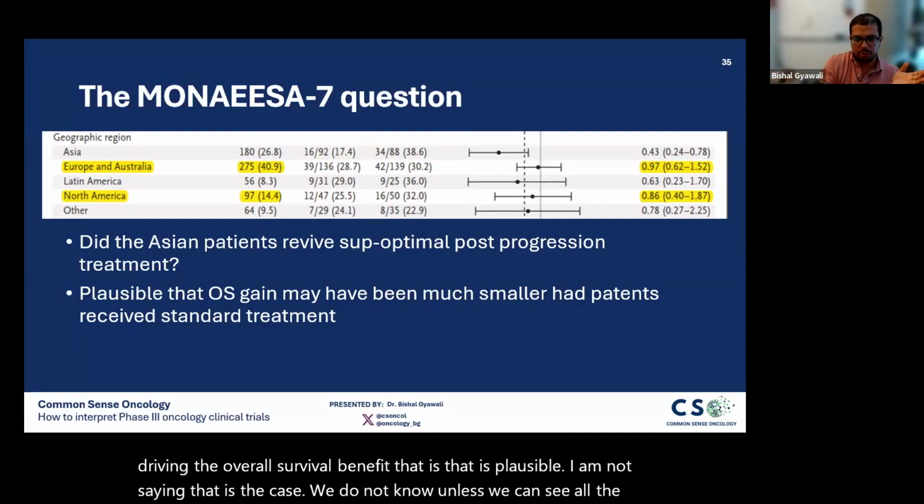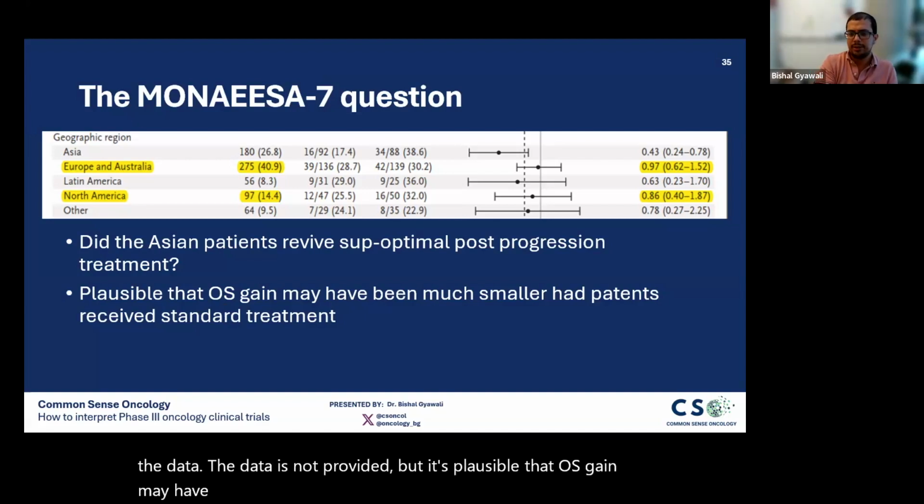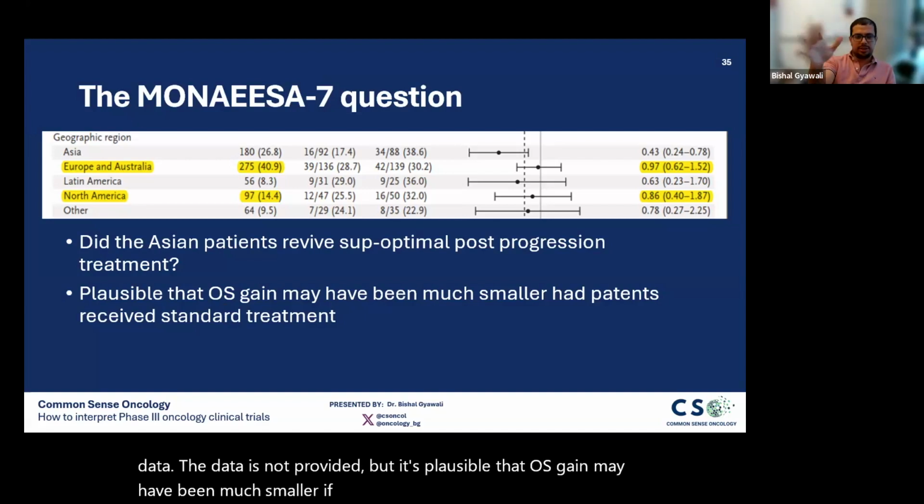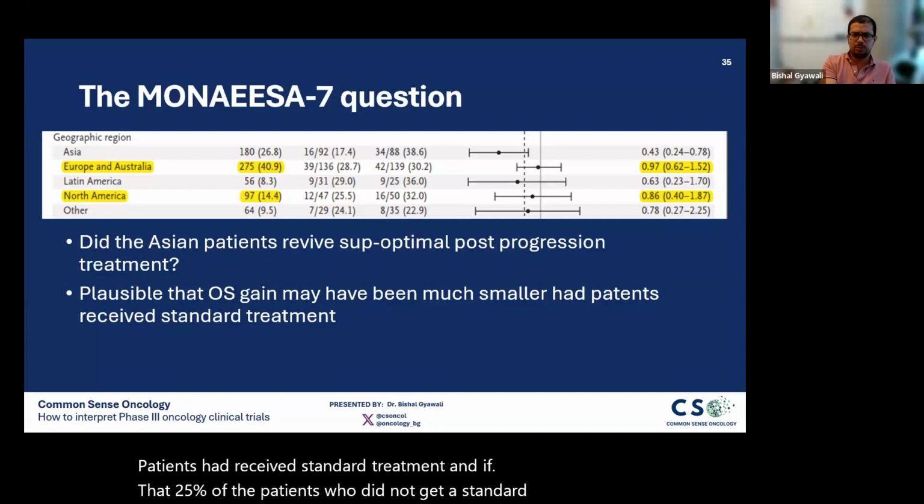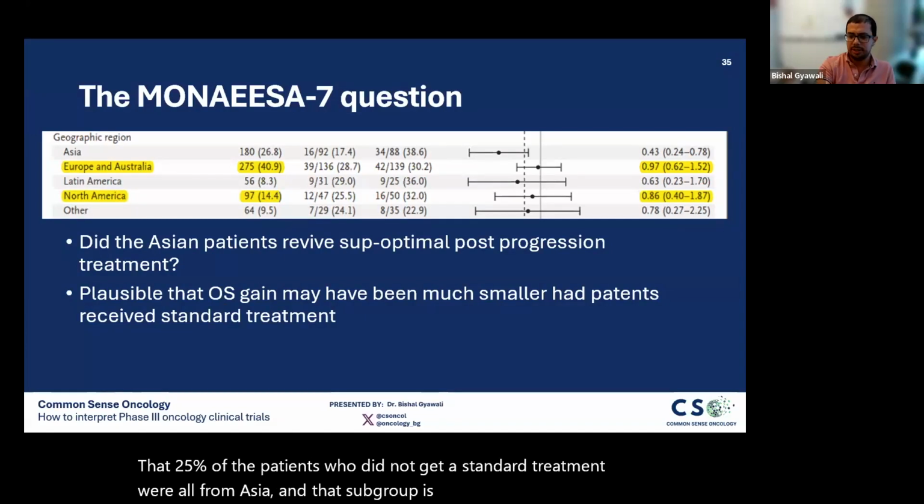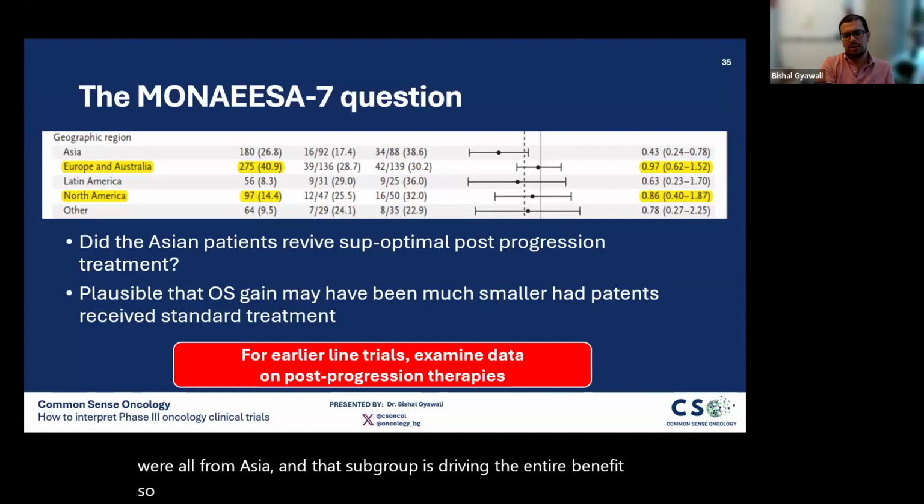That data is not provided, but it's plausible that the OS gain may have been much smaller if the patients had received standard treatment, and if that 25% of the patients who did not get the standard treatment were all from Asia, and that subgroup is driving the entire benefit. So for earlier line trials, always examine data on post-progression therapies.